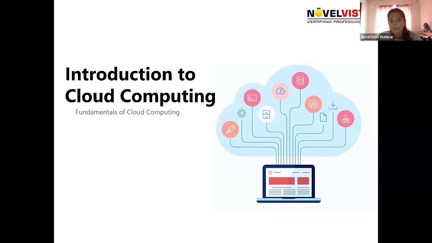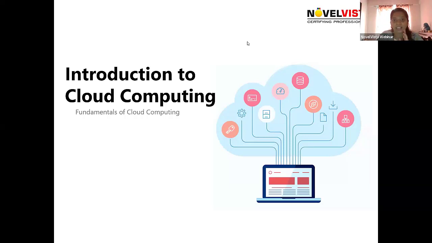What is the program name? The program name is AWS Solution Architect Associate. As the name says, it is AWS. So what is AWS? AWS is a cloud provider.